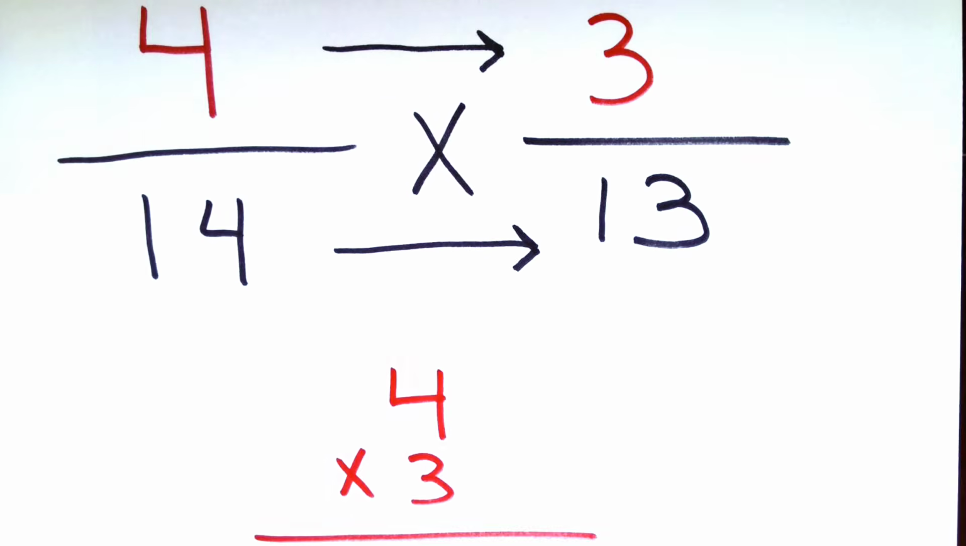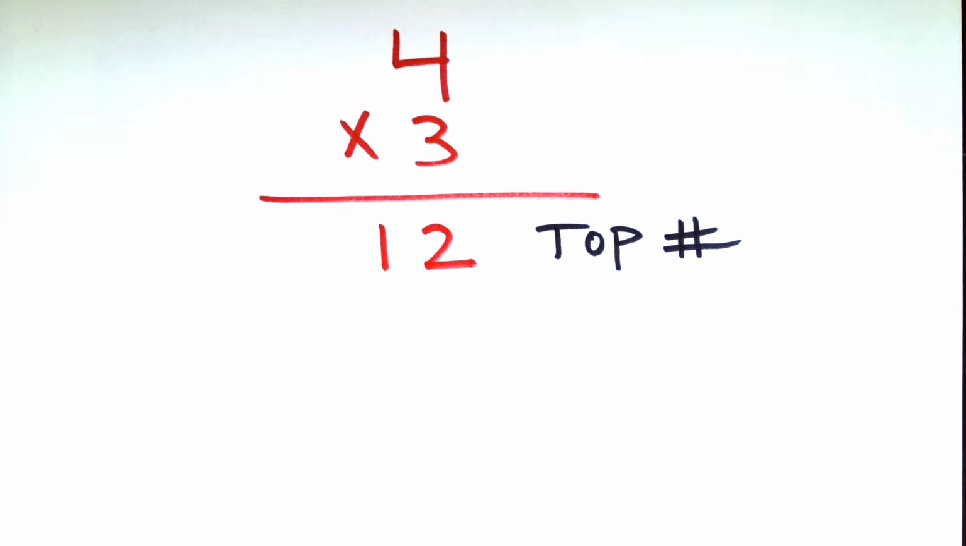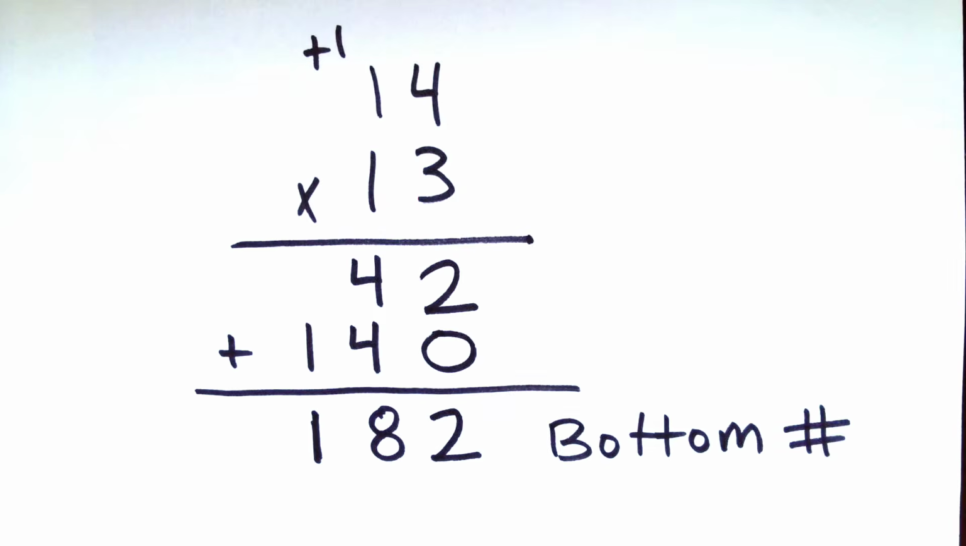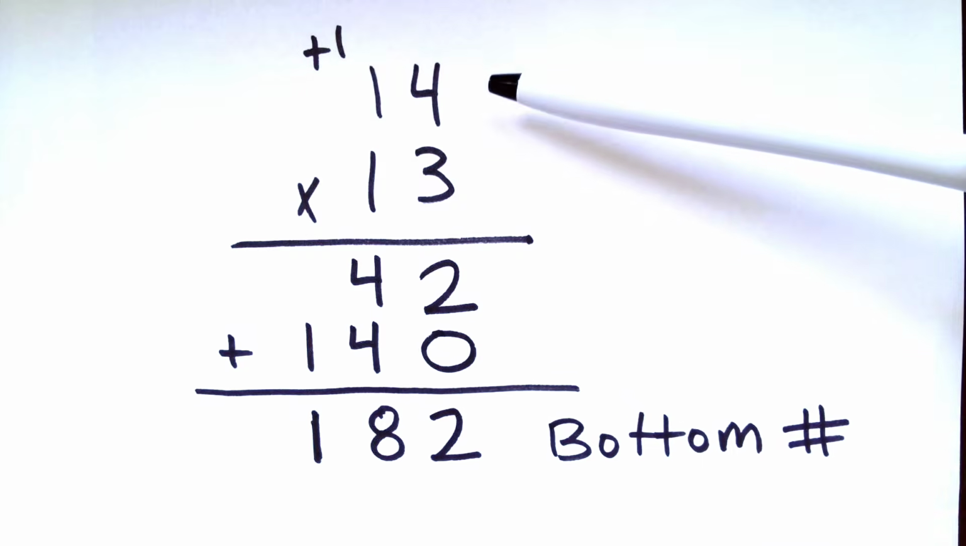When working with fractions, we multiply top to top and bottom to bottom. So 4 times 3 is our top number. What is 4 times 3? 4 times 3 is 12. You're absolutely right. So I'm going to stay organized. The top number of my fraction is 12. Remember, we multiply top to top, bottom to bottom. Well, what is 14 times 13? That's my bottom number value. These are my two denominators. We're multiplying bottom to bottom.